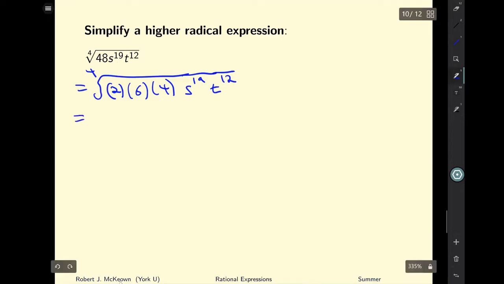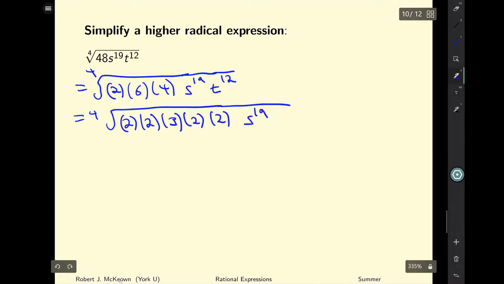Now let's keep going, because we can break this up even further. I've got the 2. 6 is 2 times 3. And 4 is 2 times 2. Now I've got a 4 up here, and I've got 1, 2, 3, 4 2s. So I can sort of bring out those 4s, or maybe I'll rewrite it like this as an intermediate step.